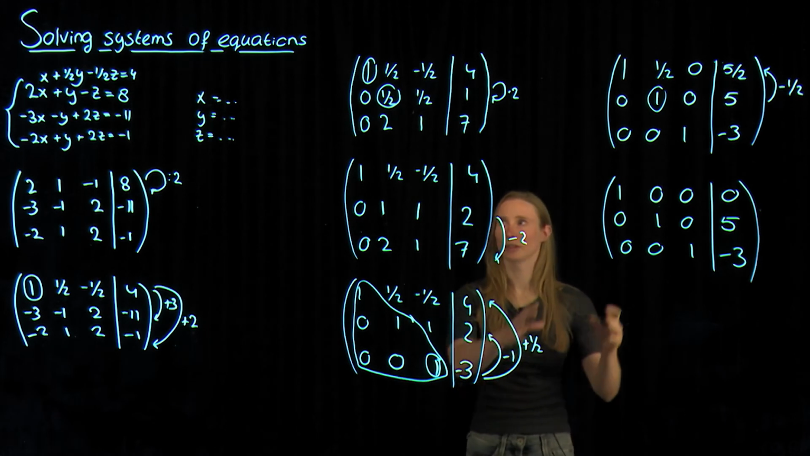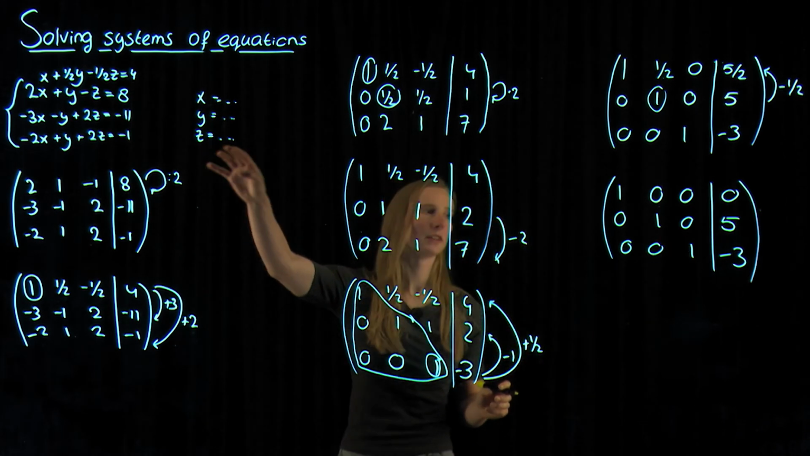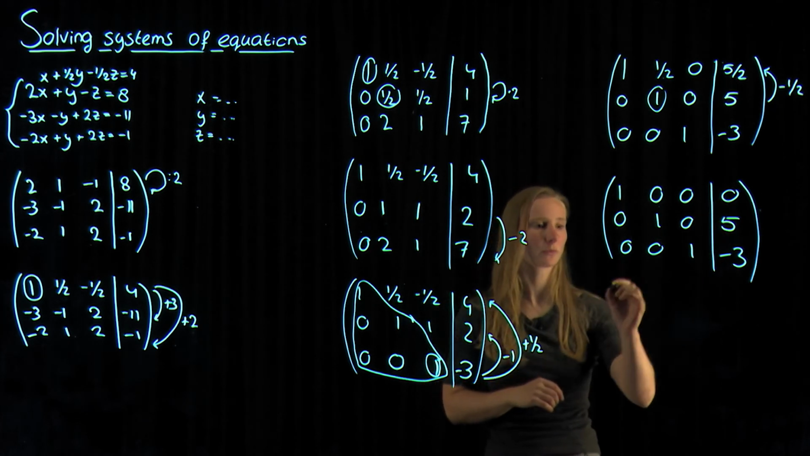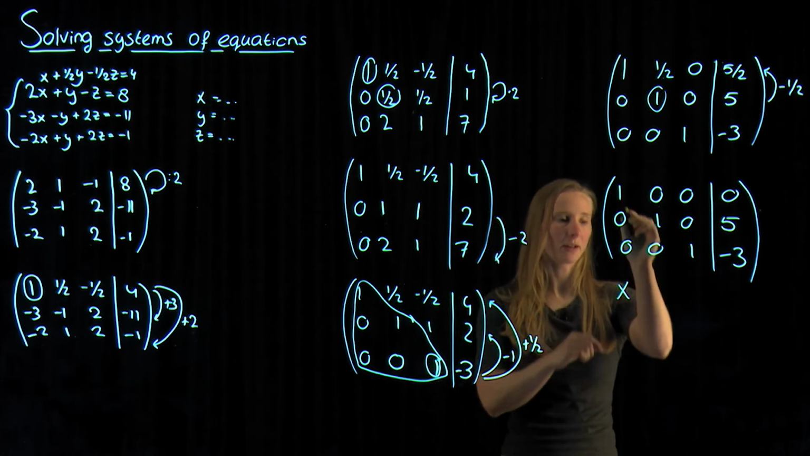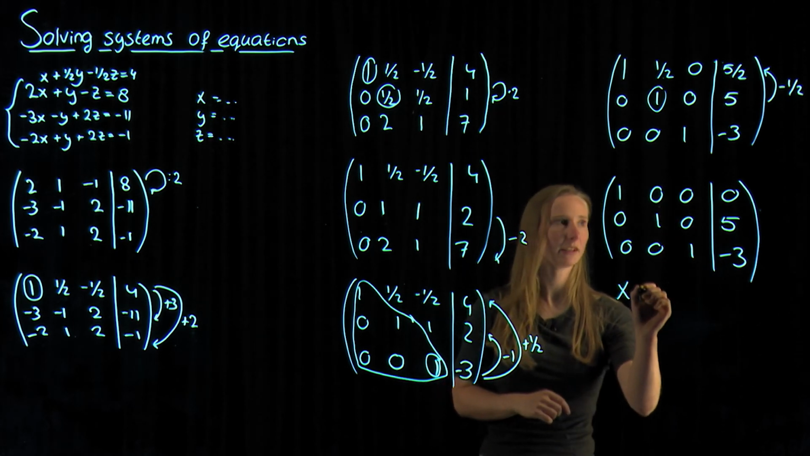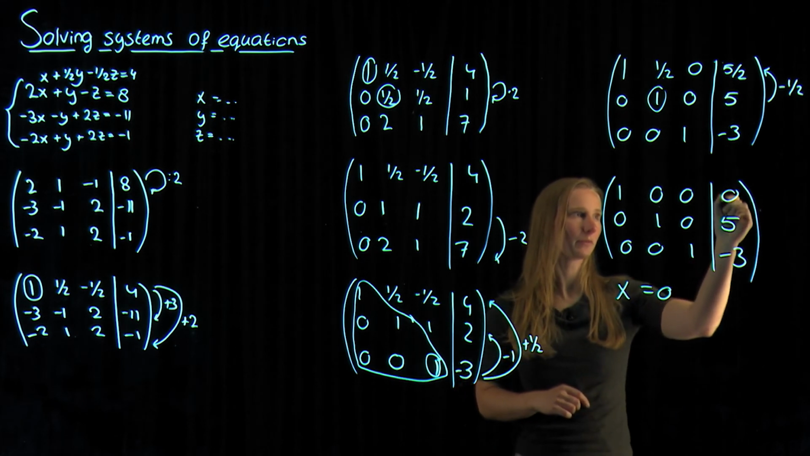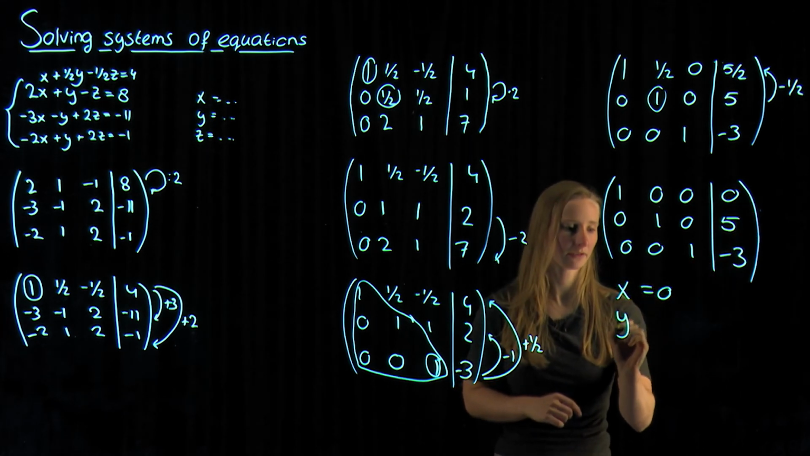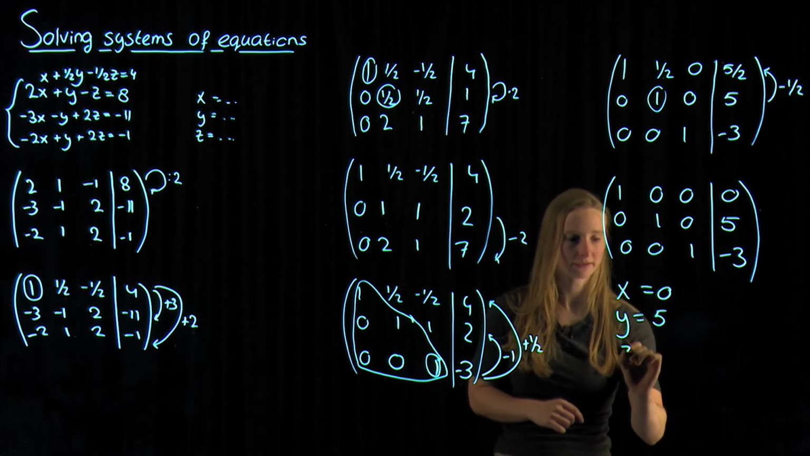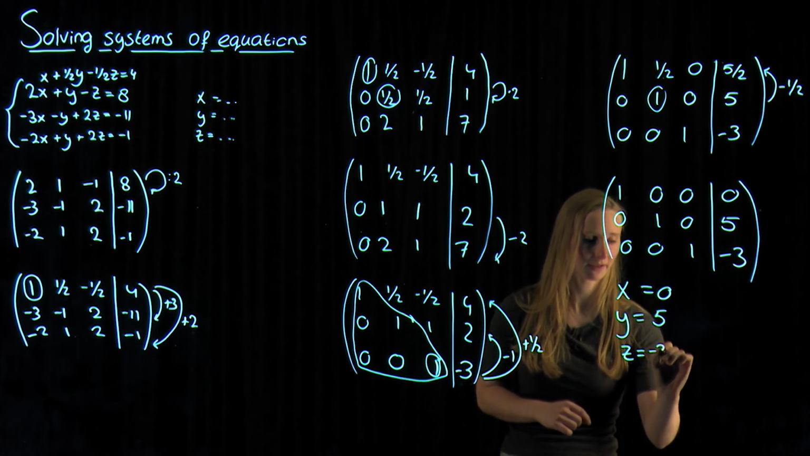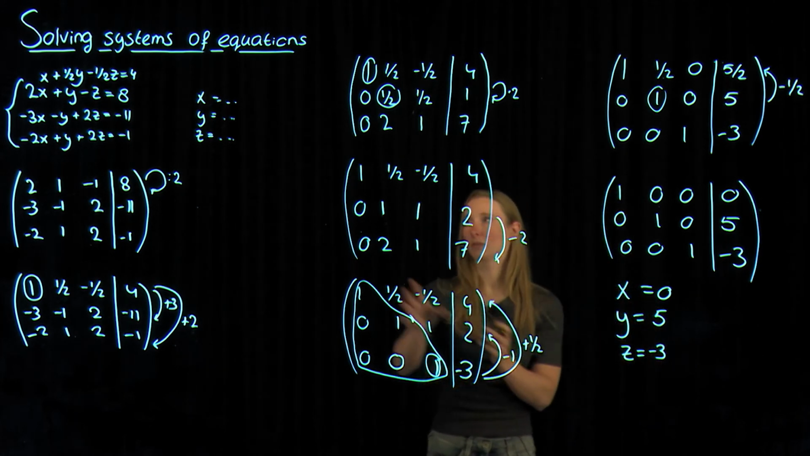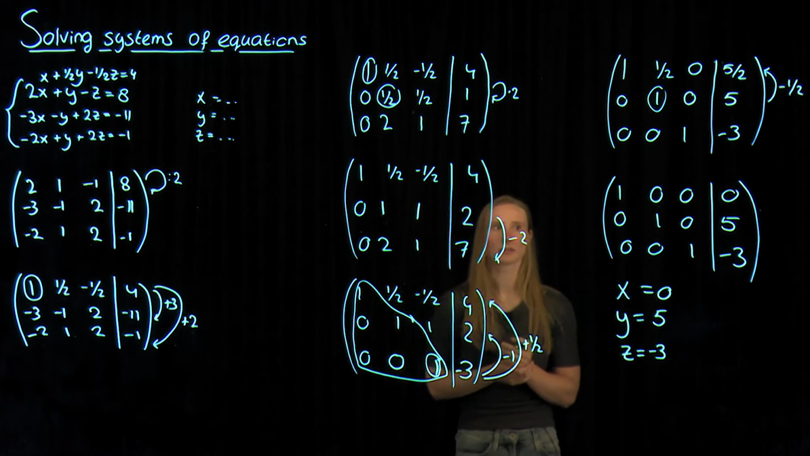All right, so now we are in this form that we had here, because if we write these things as equations again, so the first row, it tells us 1 times x plus 0 times y plus 0 times z is equal to 0. And the second one tells us that y is equal to 5, and the final one is z is equal to minus 3. So now we have found a solution to our system of equations.